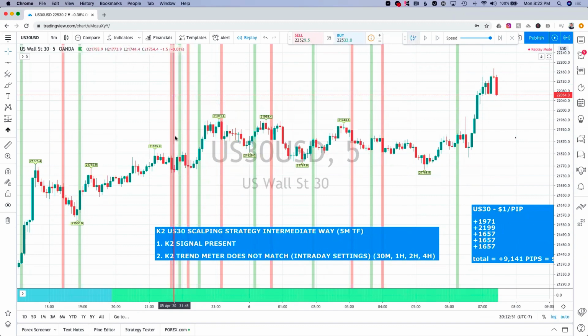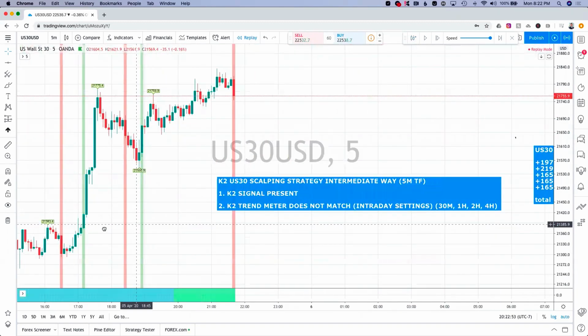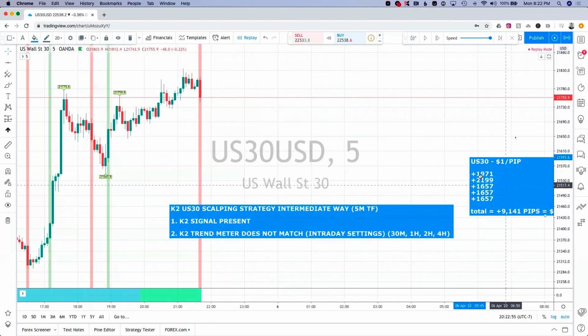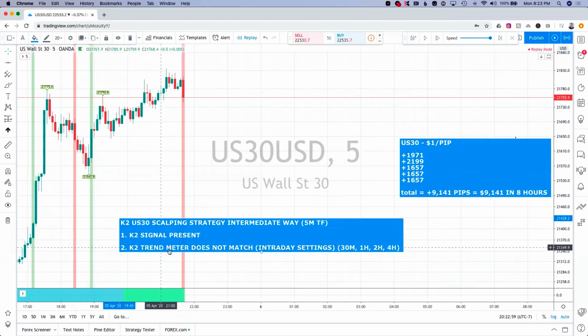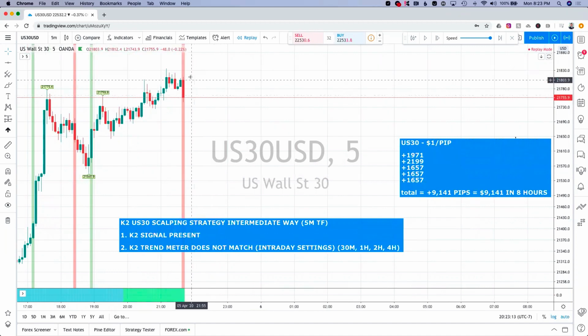So here's an example right here. So right here, requirement 1. You want to make sure that there's a K2 signal present. Right here, we have a sell signal. Next, you want to make sure that the K2 trend meter does not match. So down here, the overall trend is green, indicating that price is trending upwards. And right here, we have a sell signal. So these two don't match.